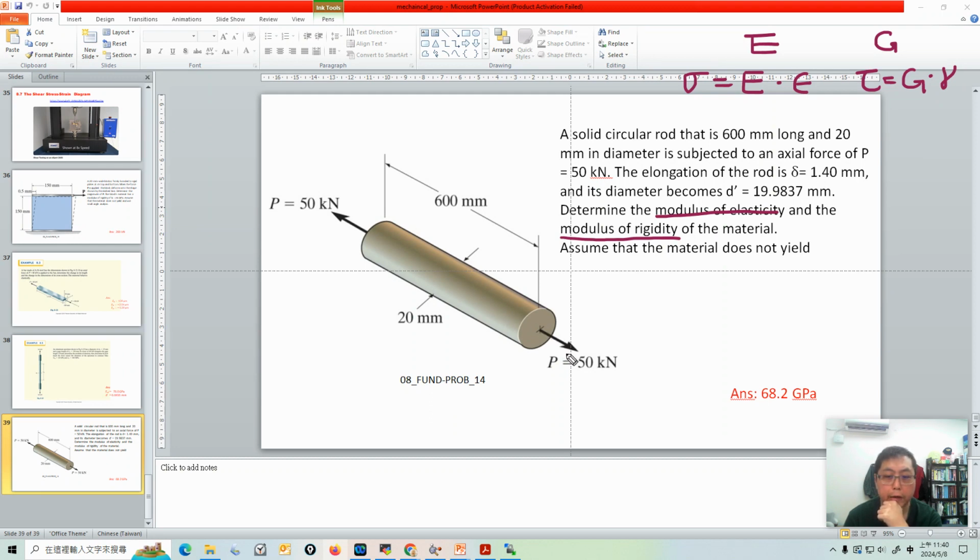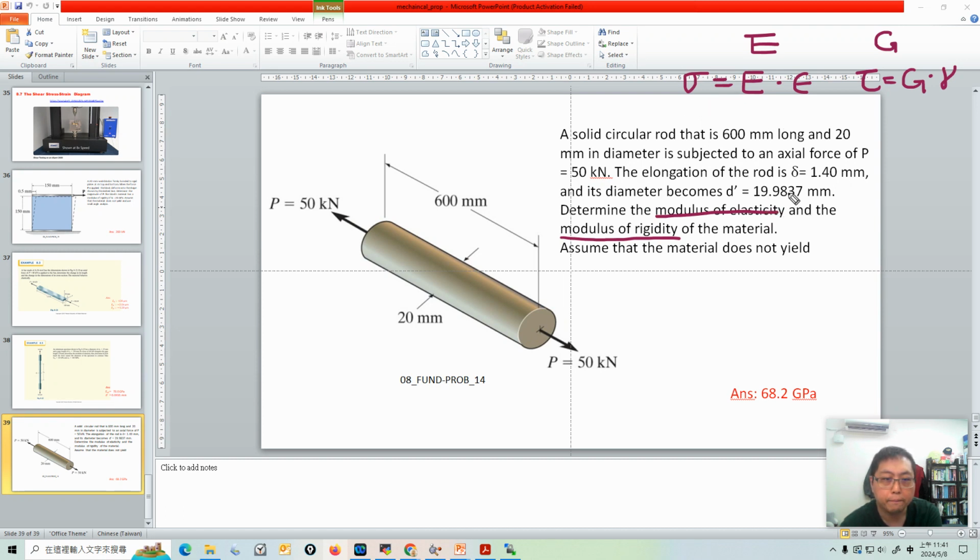In this problem, what information are we given? The external loading, 50 kilonewton, and the elongation, 1.4 millimeter. We have an axial force, so the normal stress is equal to the normal force divided by area. It also gives the initial diameter, 20 millimeters. So this gives us the normal stress.